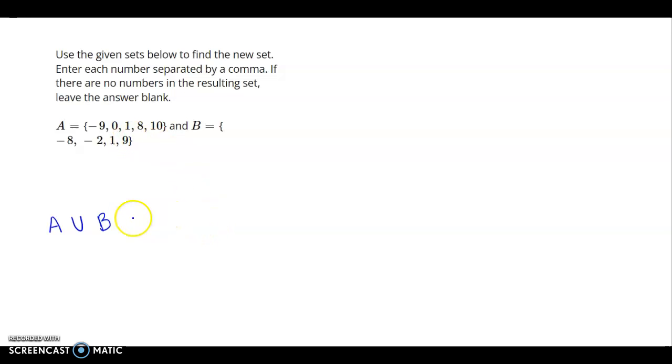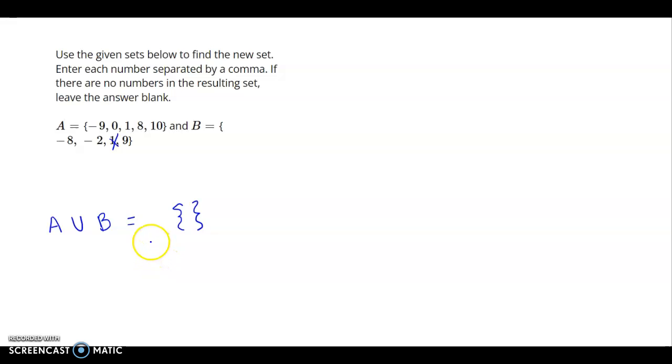Or I might even, if that's the case, just put it like this if there were no answers. But okay, so A or B means any number in either set. So if the number is in A, it's included. If it's in B, it's included. We don't want to write numbers twice. So just looking through, it looks like I have 2 ones. So I'm just going to cross that one out because I have 2 of them. And it looks like that's my only repeat.